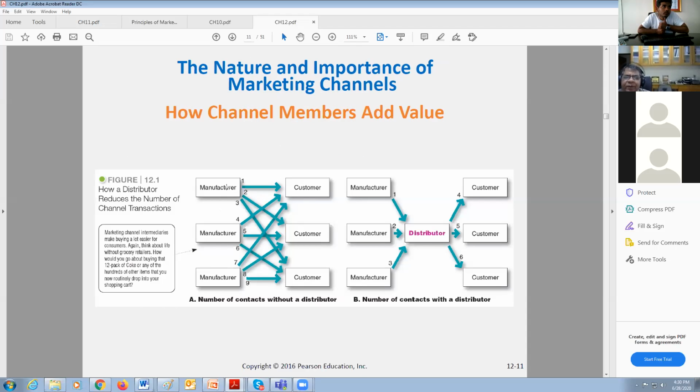So this is the manufacturer. How a distributor reduces the number of channel transactions. So this is one customer. And there are two types of scenario you will find here.